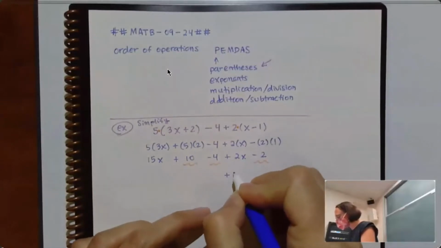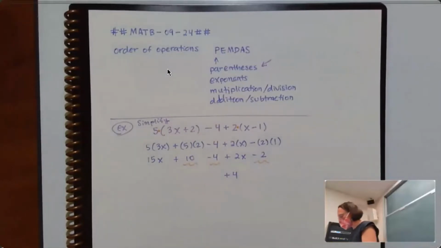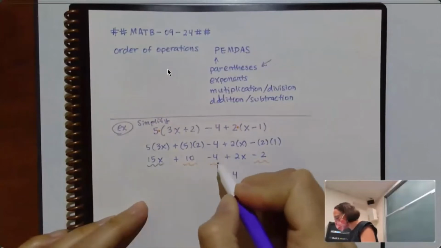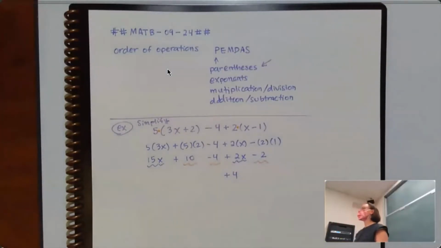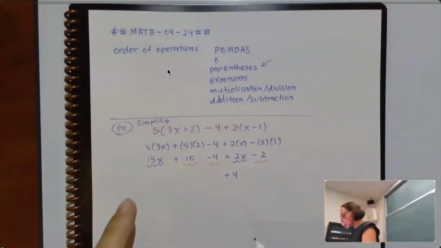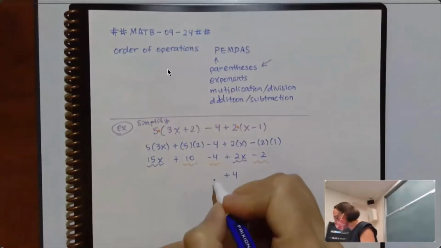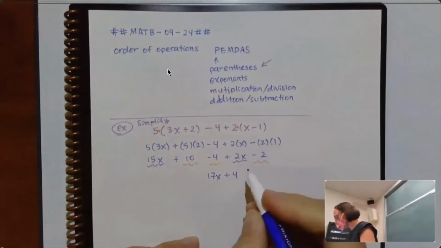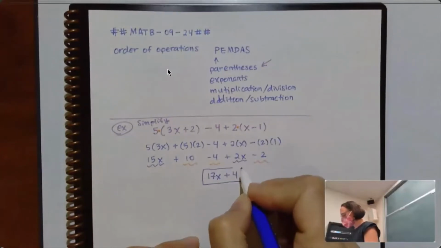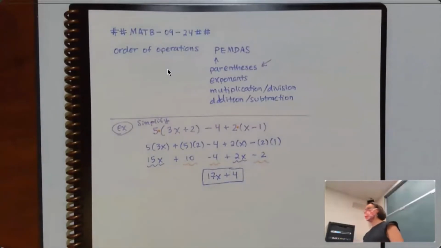So I've got a positive 4, and then that 15x and the 2x, those terms are alike because they both contain an x to an invisible power of 1. So 15x plus 2x is 17x. So if the instructions are to simplify, that's really my final answer.